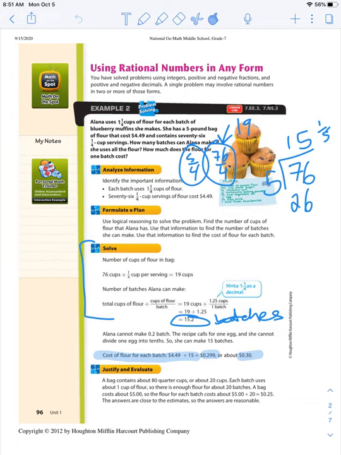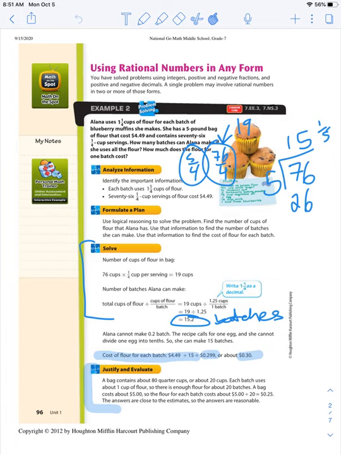All right, so we're going to test the reasonableness of this answer. This is what's happening down here in this justify and evaluate section. A bag contains about 80 1/4 cups, or about 20 cups. Each batch uses about 1 cup of flour, so there's enough for about 20 batches. That's math we can do in our head. 80, 20, 20 batches. A bag costs about $5, so $5 divided by 20 batches is about 25 cents. 25 cents is pretty close to 30 cents, so our answer makes sense.